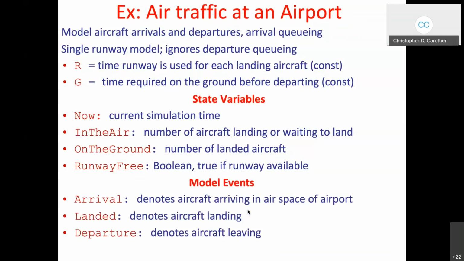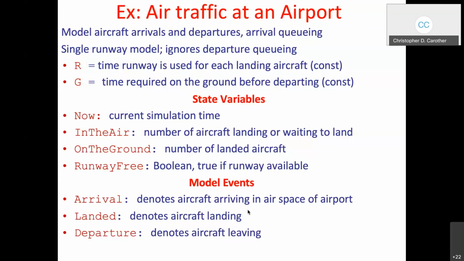Another thing they could have been is a distribution, but for simplicity, we're going to say that they're constants. The other thing is the state variables. Each airport has these variables, and for now we're keeping it simple. We're going to have one airport, but you could imagine having a network of many airports, each having a different complete set of state variables. So these state variables would be, first, time now, which would be the current simulation time.